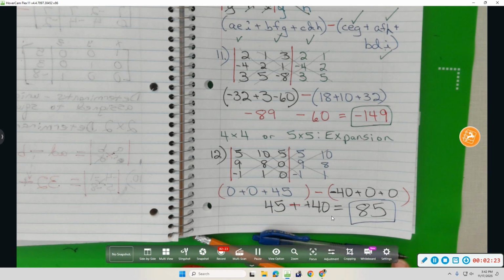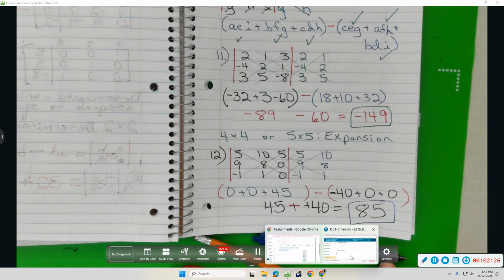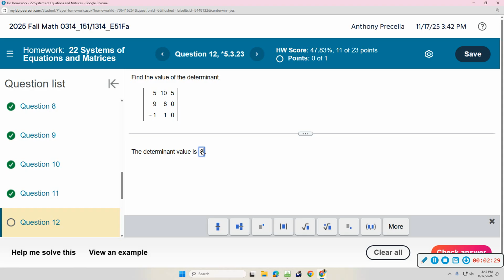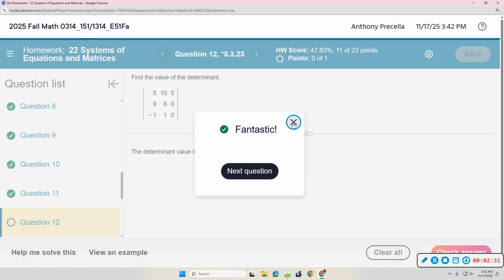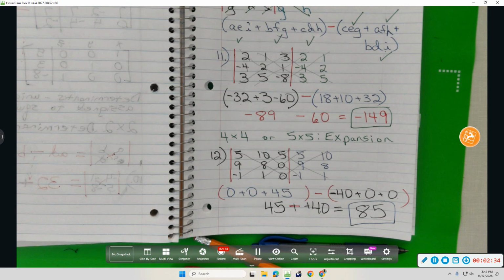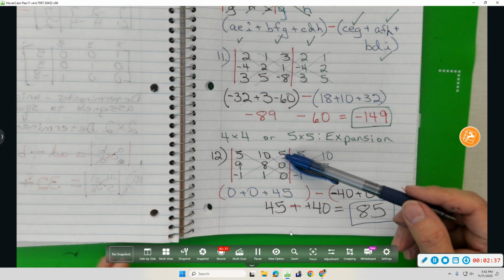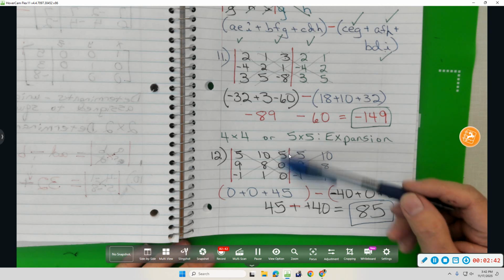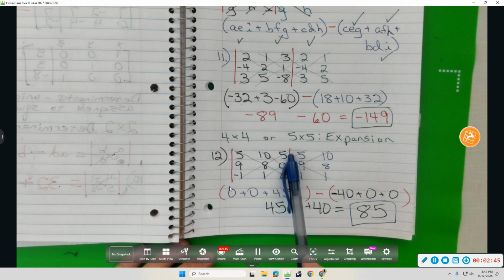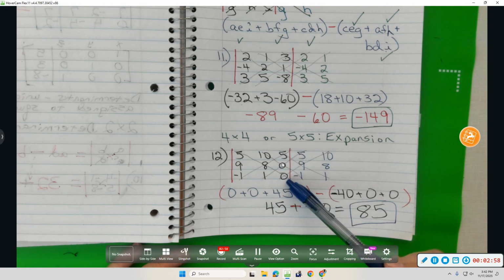For my final answer of 85, let me ask you something. Suppose we had zeros. Suppose that 5 had been a 0. What do you think the determinant would have turned out to be? Say you have a whole column of zeros, or even just a whole row of zeros. I think they can see it better with the column. Suppose that 5 had been a 0. What would you have as your determinant? If it had been 0, 0, 0, every one of these products would have been 0.